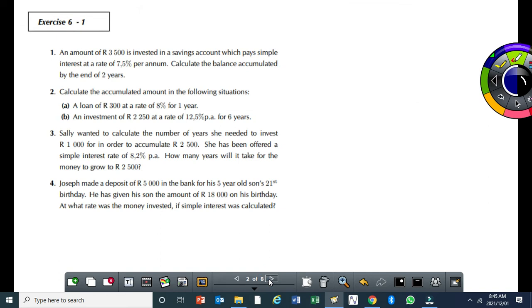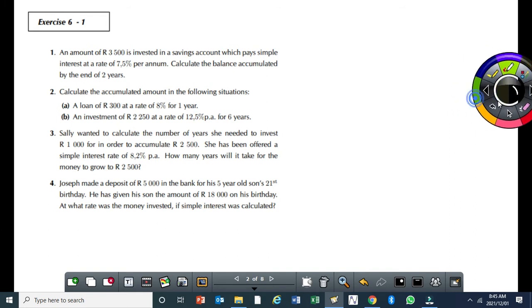Right, let's just do a few here, maybe two examples, the rest you can do. All right, the first question, it says, an amount of 3,500 rand is invested in a savings account. Okay, so this person is saving money. A savings account is a bank account that a person opens in order to save money or to invest. Okay, which pays simple interest at a rate of 7.5% per annum. Per annum means per year.